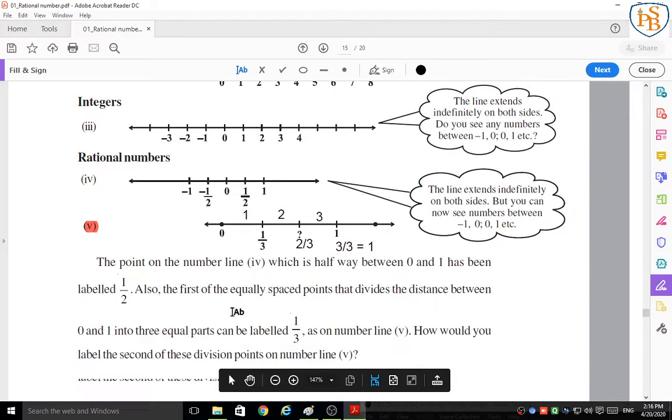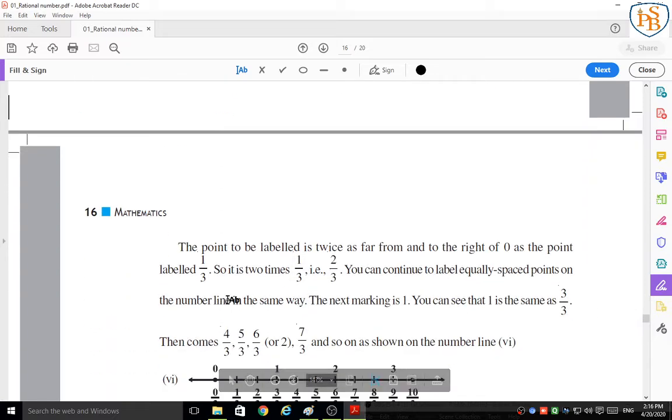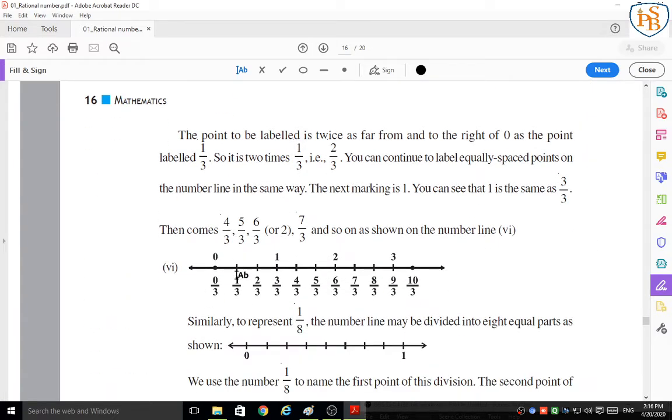As like that you have to draw the number line for the rational number. Look here carefully. From 0 to 1 there are 3 parts: first, second, third. The first line shows the first part out of the 3 parts, that is 1 upon 3, then 2 upon 3. The third line shows 3 upon 3, the fourth line shows 4 upon 3, the fifth line shows 5 upon 3, and the sixth line shows 6 upon 3, that is 3 twos are 6, so I will write 2.